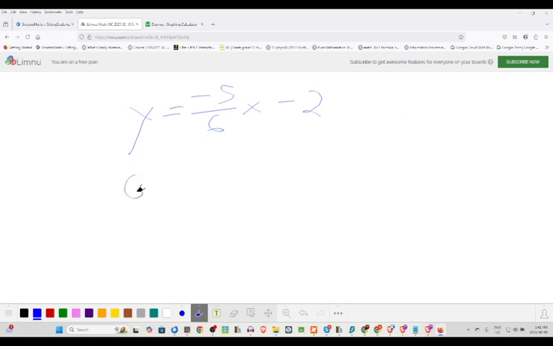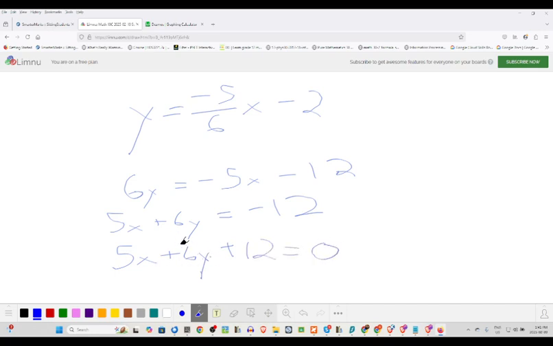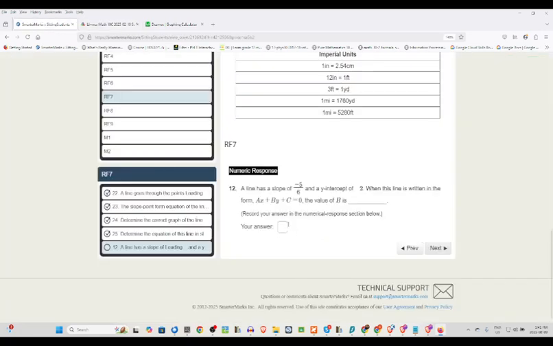Multiply both sides by 6. Add 5x to both sides. To get it completely in the requested form, we add 12 to both sides. Although, because this is multiple choice or numeric response and only asking for B, whether we got C right or not, it didn't actually matter. Okay, we are still good with the answer key.